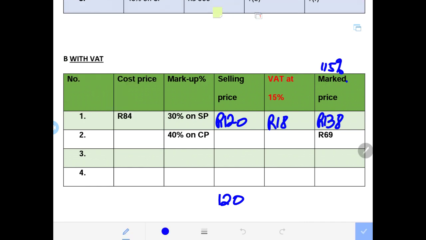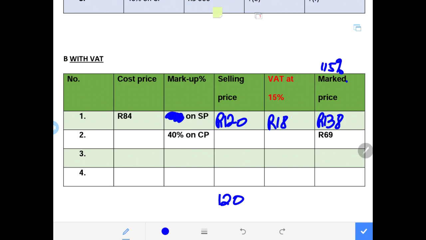Remember my go back approach. We are looking for a markup percentage. I'm erasing the markup percentage now. We are looking for a markup percentage. And what do we have? We have a cost price and we also have a selling price. Remember, markup percentage is not affected by the VAT. We only deal with the cost price and the selling price.